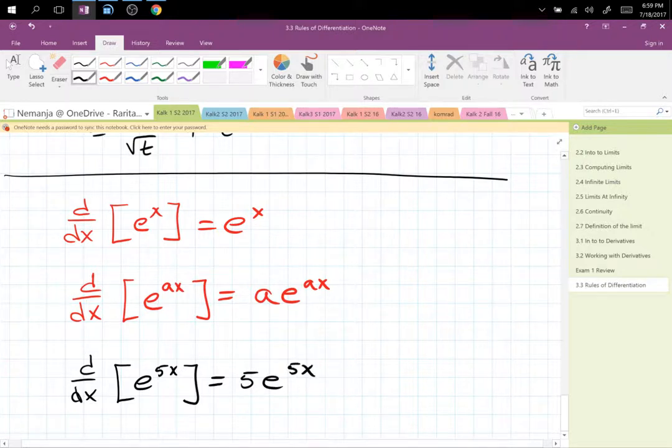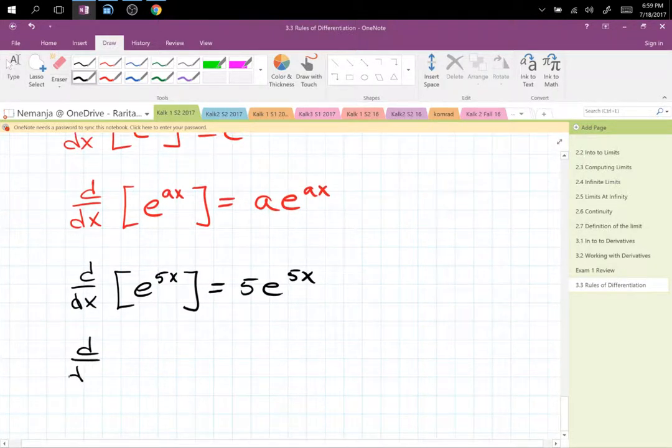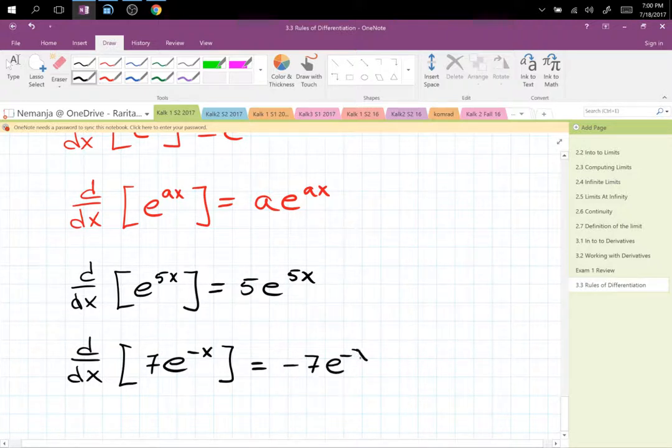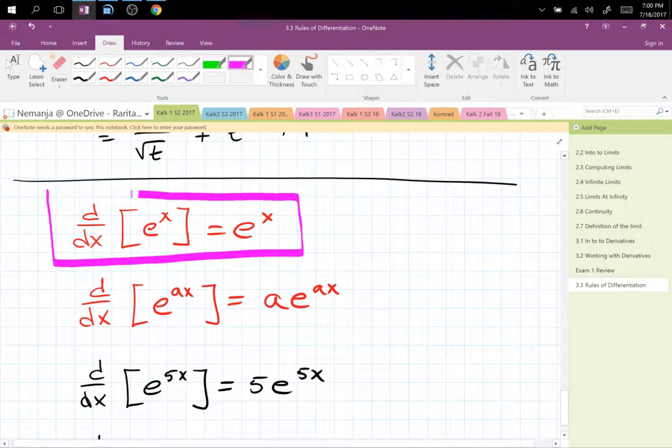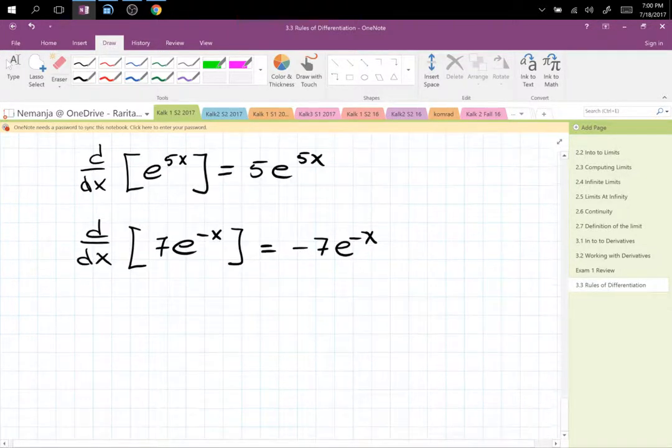5e to the 5x, good. And what is the derivative of 7e to the negative x? Nice. Good. All right, so you guys are getting this. And I'm going to actually box this formula here, because that's the main formula. The second one you are actually going to relearn through the chain rule.